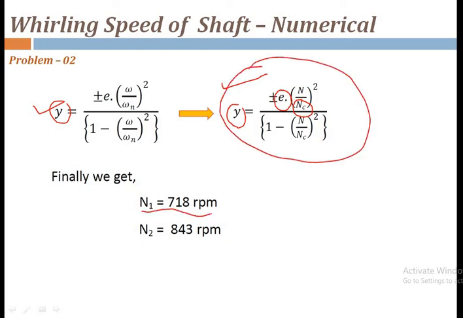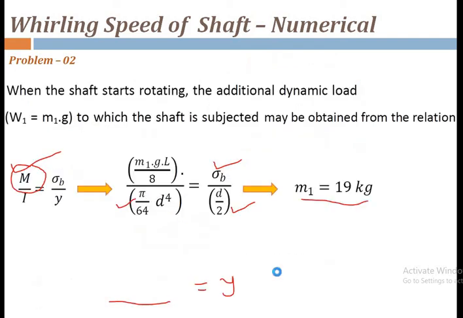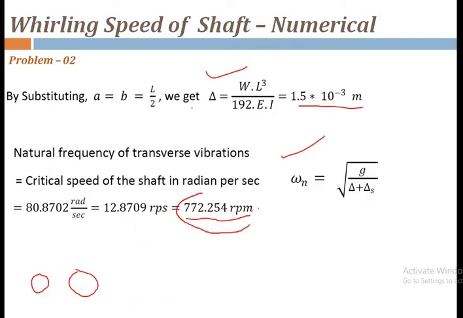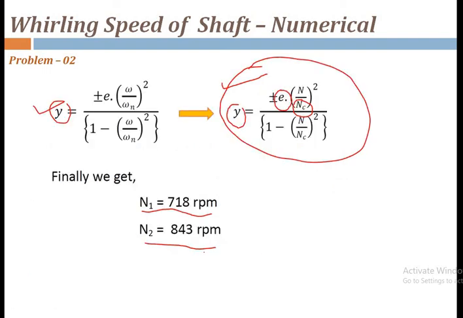Finally n1 equal to 718 rpm and n2 equal to 843 rpm. Keep in mind that critical speed is around 772.25 rpm. So this is the range of the shaft rpm, 718 and 843. In this range, the stress induced in the shaft member is higher than the permissible limit. That is the answer. Thank you.